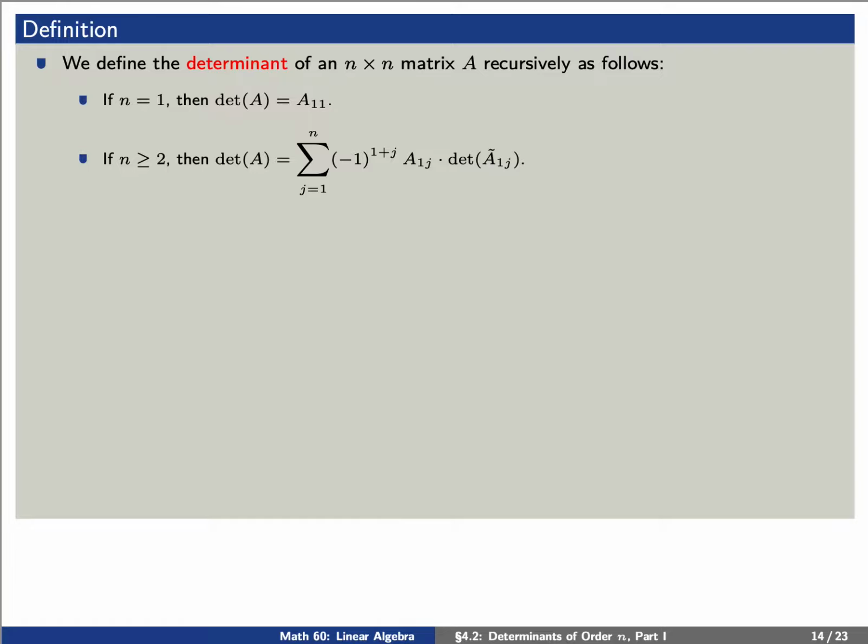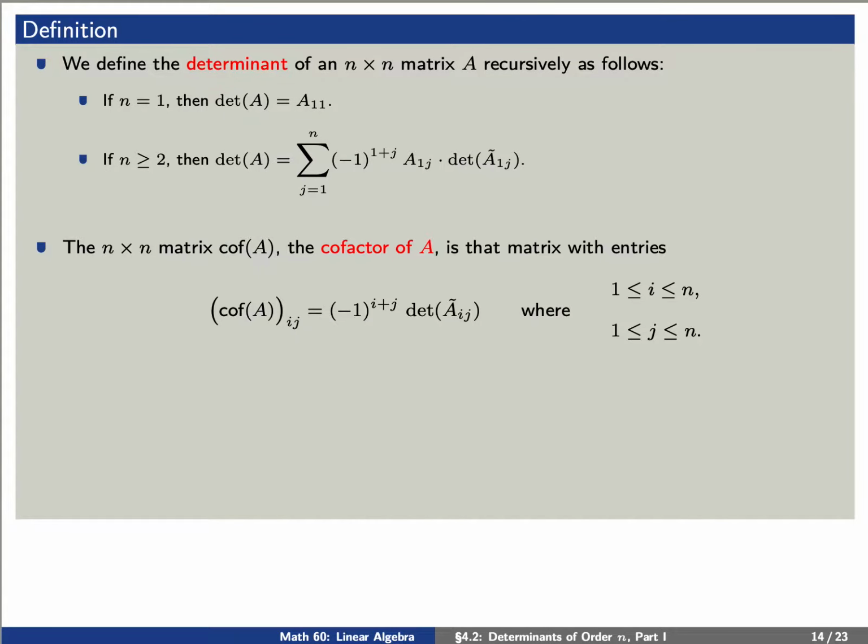Along the first row, we'll have entries in the form A1j, where of course j ranges between 1 and n. We can also cross out the elements in the first row and, let's say, column j to find the smaller matrix A1j tilde. We'll want to multiply by the determinant of this matrix. This is why we say that we're now defining things recursively.